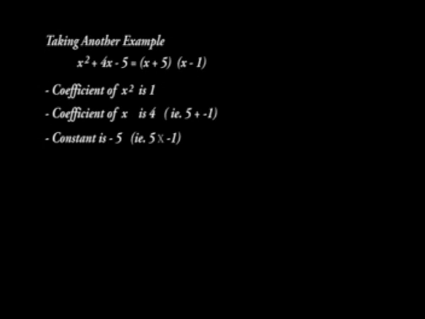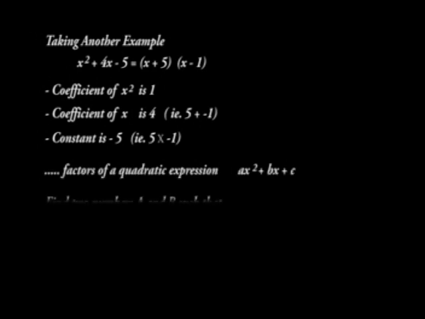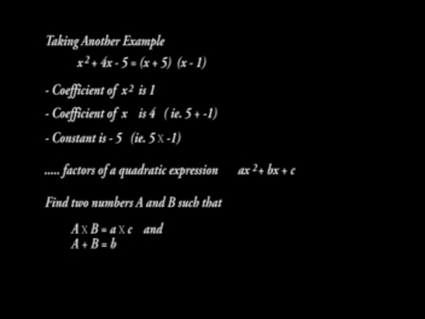Generally, to find the factors of a quadratic expression ax squared + bx + c, follow the following steps. Step 1. Find two numbers p and q such that p times q is equal to a times c and p + q is equal to b. p and q are the coefficients of x.